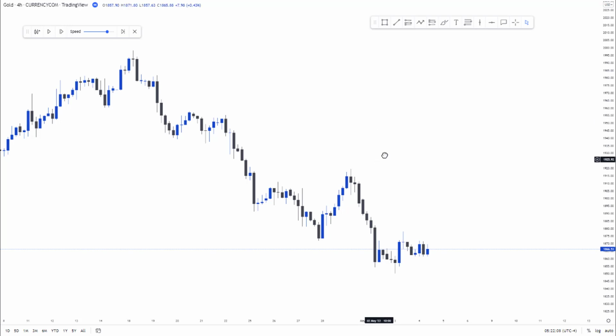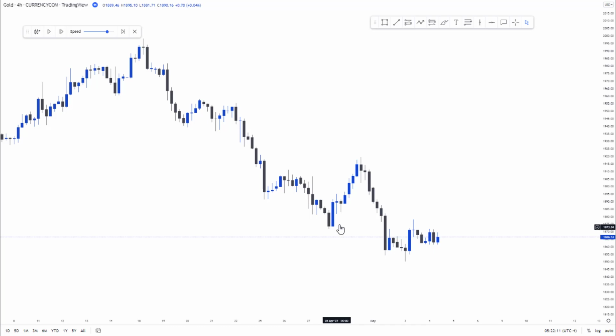So what can we see right here? You can see gold is moving down. We got this pullback, price pulls back, and you can see price breaks lower, breaking this structure. So we got this break of structure.